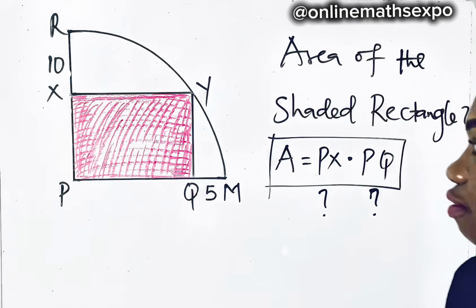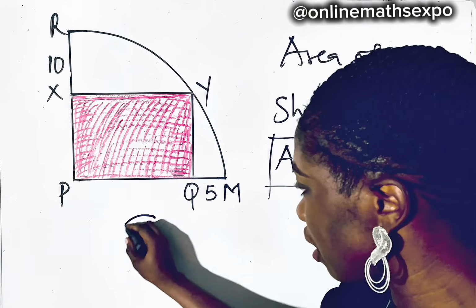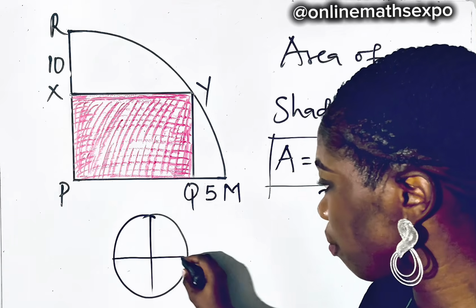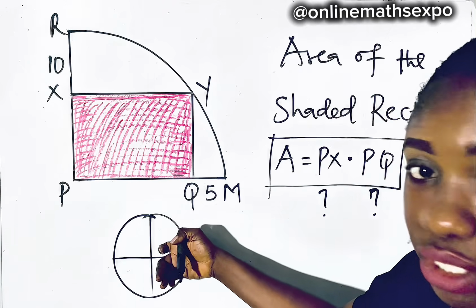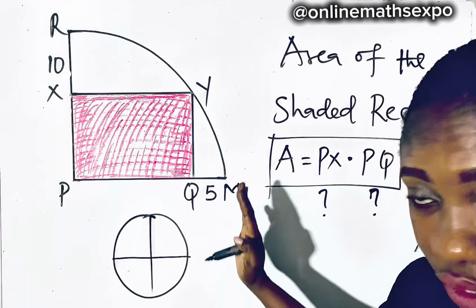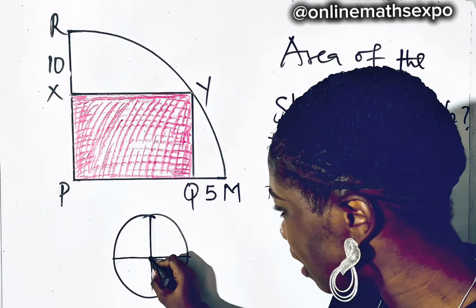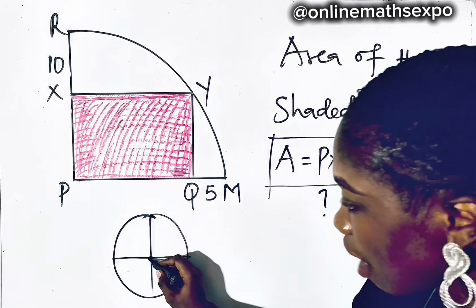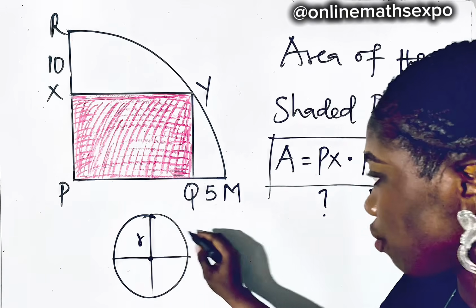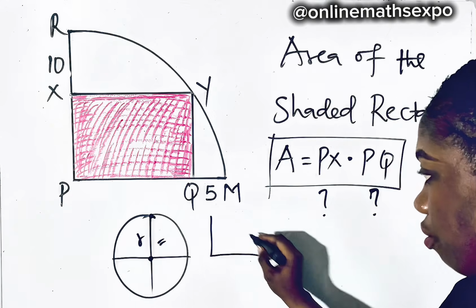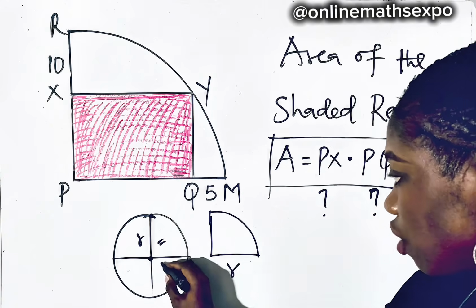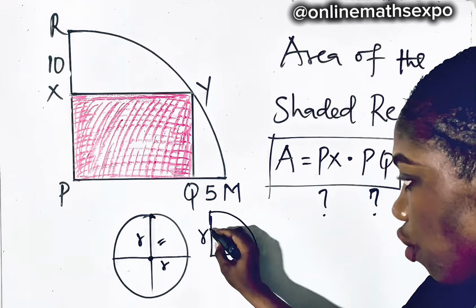Now, remember that for a quarter circle, this is a full circle. If I divide this circle equally into 4 parts, and I take a part of this 4, that is the quarter circle. And it means that this is the center. Remember, a line from the center touching any part of the circumference is your radius. So if you take this part off, this is what you have. So this length is your radius, just like you have here, and this is your radius.